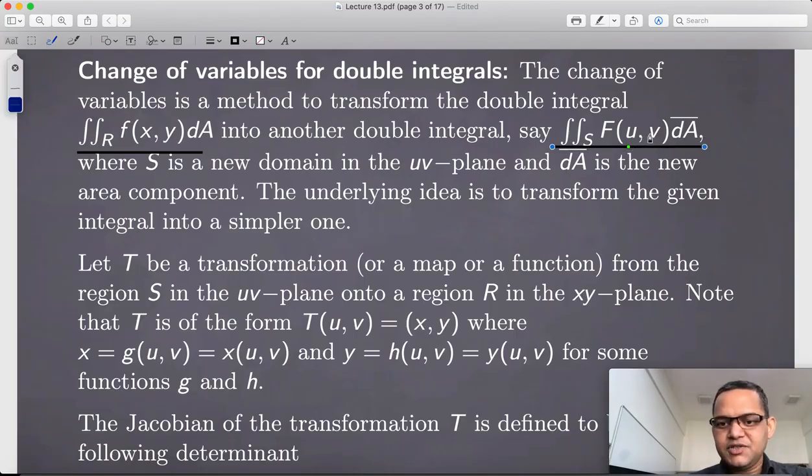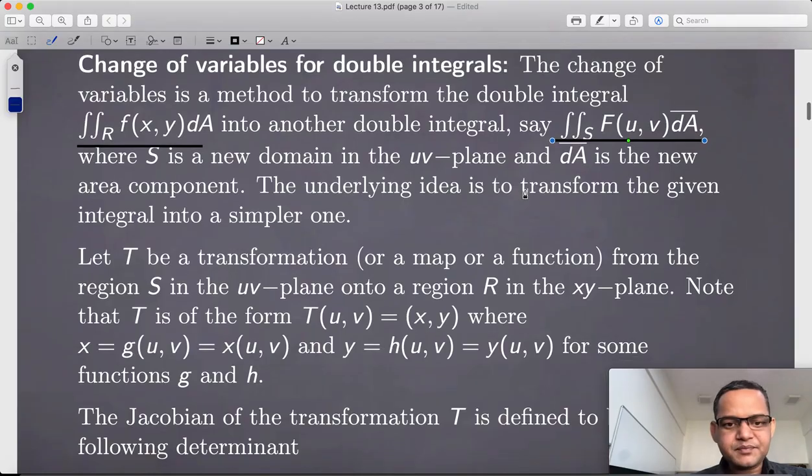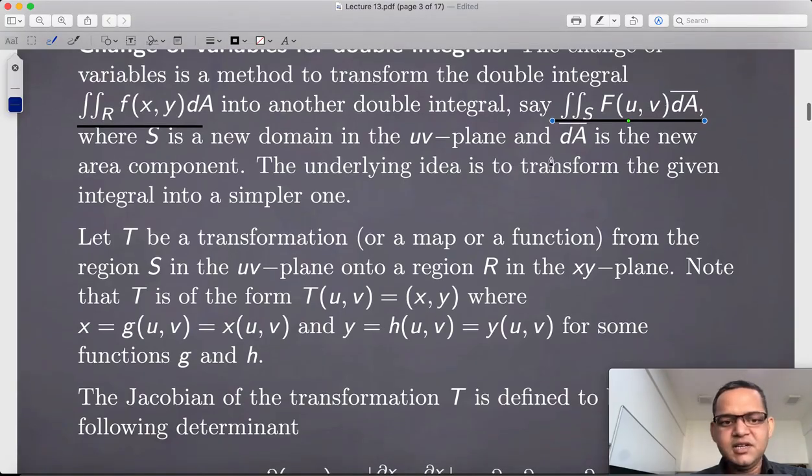Here you see that the variables are written u and v. Often we will refer to this one as the integral in the xy plane, and this one in the uv plane. Then I have used dA bar, which means there is a corresponding area component, and this area component need not be the same. Often it is different, so we will have to work it out given the transformation. This will have the corresponding form.